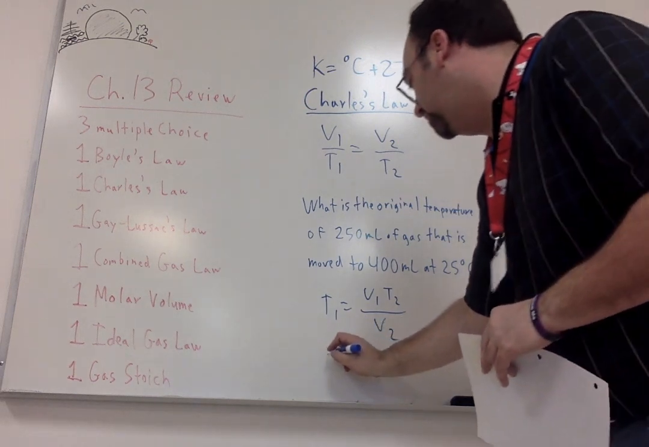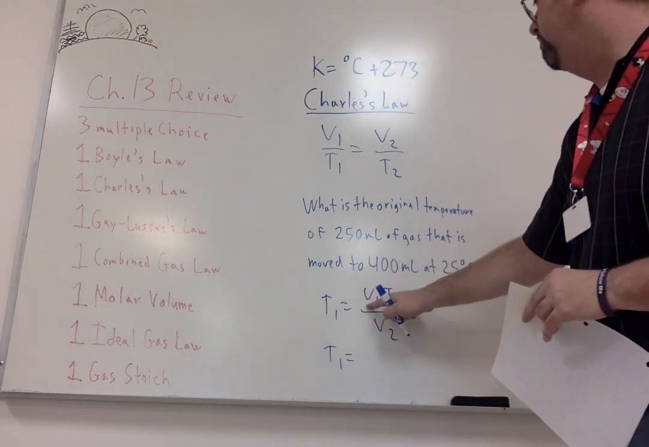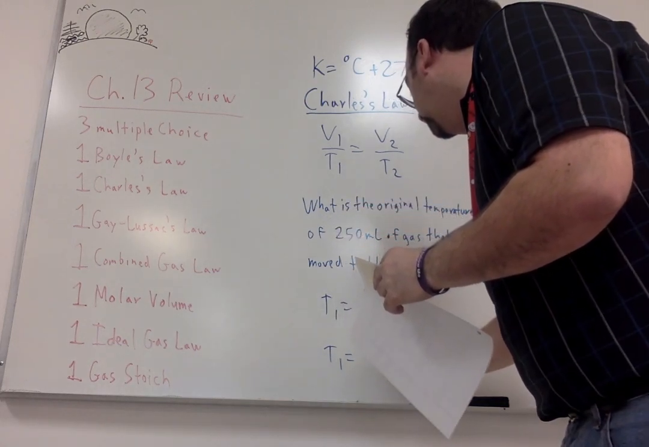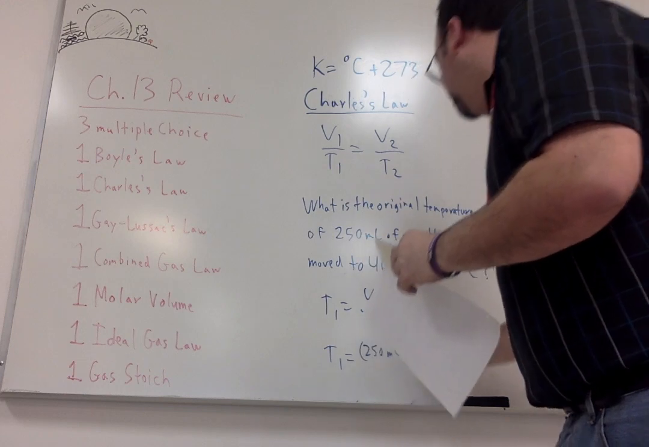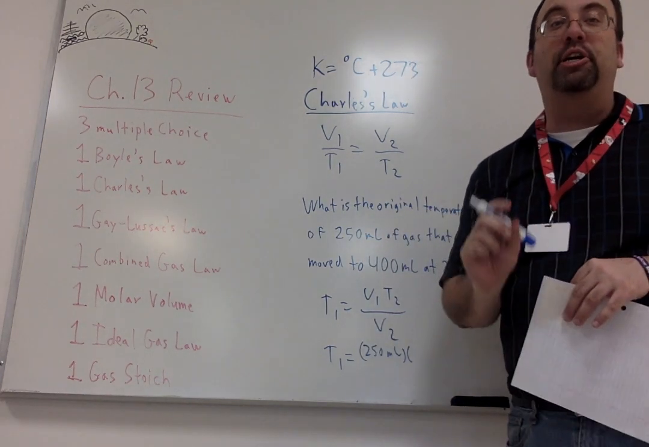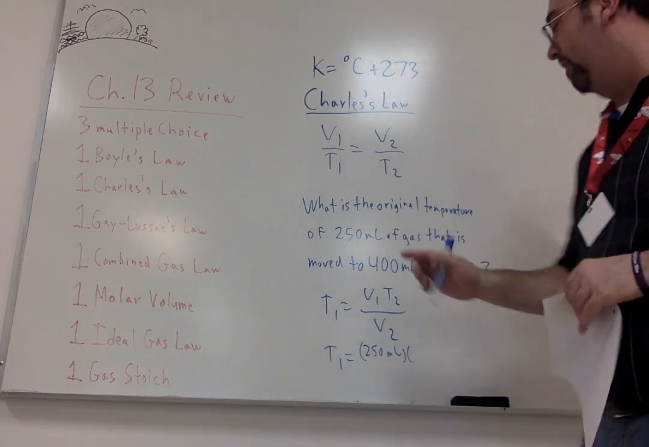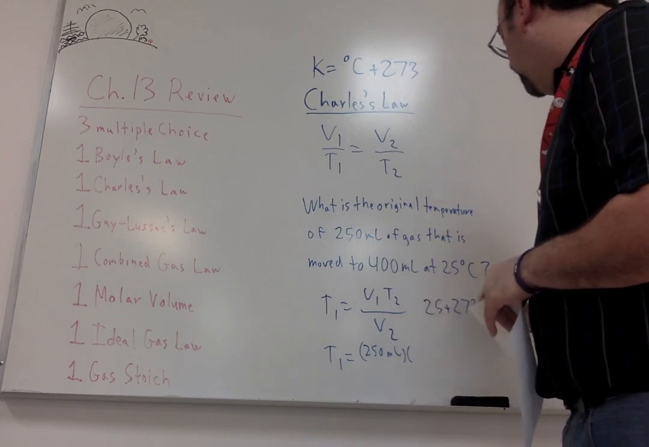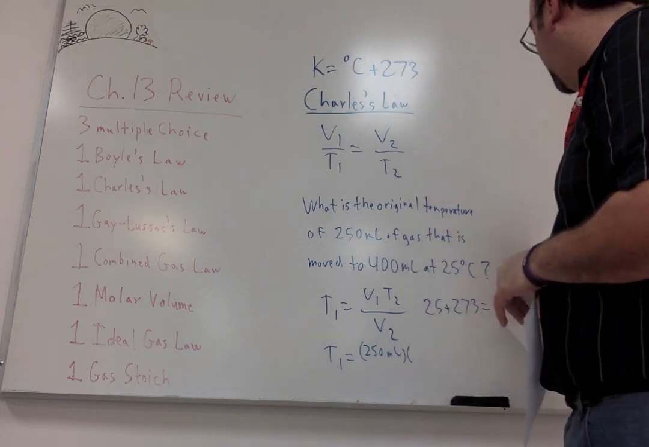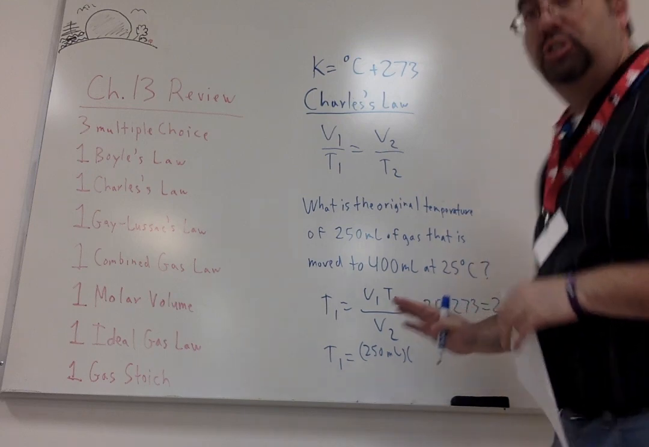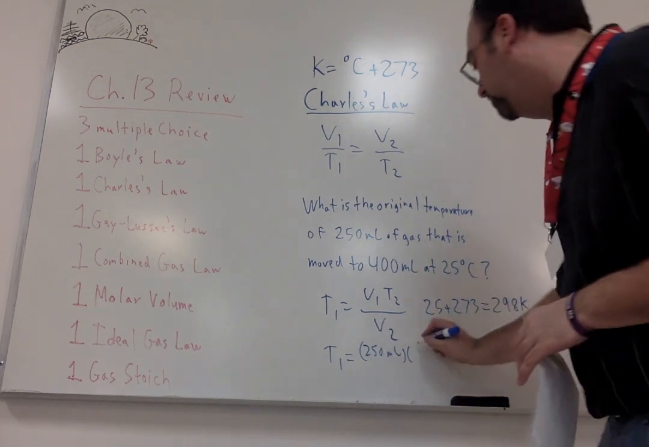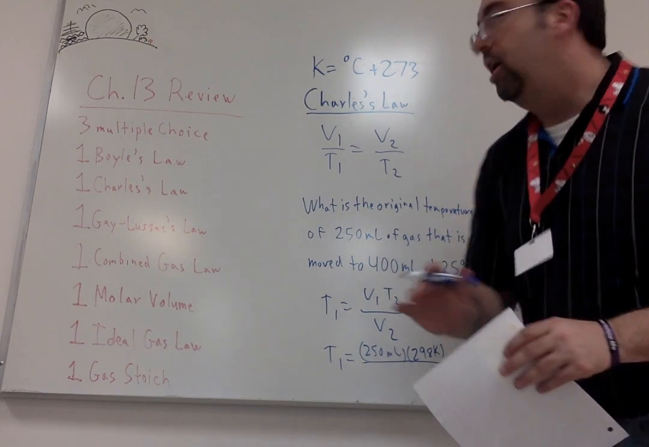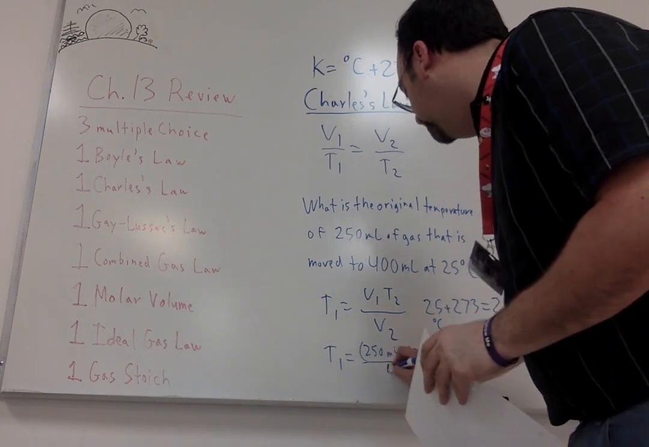All right, T1, my original volume is 250 mL. My new temperature, and again, I have to remember to convert between Kelvin and Celsius, and so I have to add 25 plus 273. And so that's going to be 298 K. All right, so we end up with 298 K, so that's going to be our T2. Our V2, our new volume, is 400 mL.